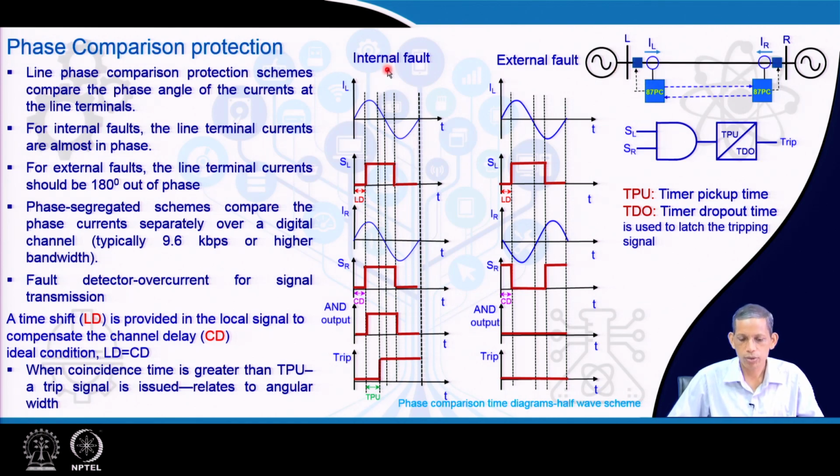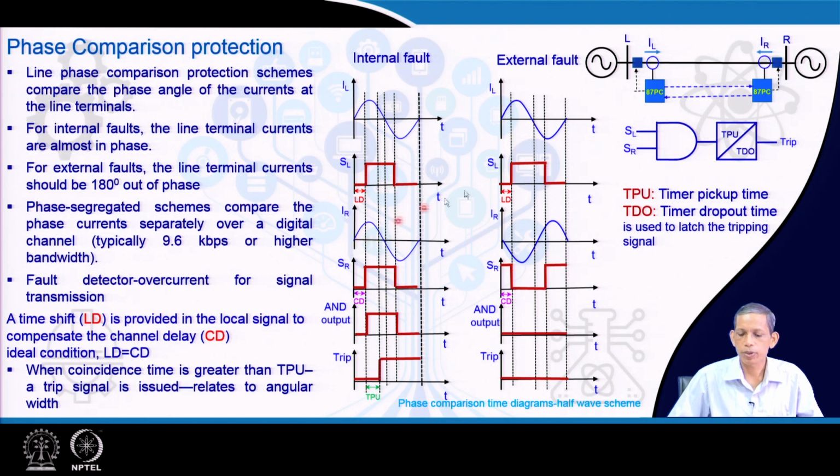Now, let us consider the internal fault first, and then we will discuss the external fault. Internal fault means a fault inside this line, and external fault is beyond R or beyond L. So, for the internal fault case, the local current becomes this current. What we do is make the corresponding signal like this: at the 0 crossing we start, and we make a delay of LD, and what LD means we will talk about later on.